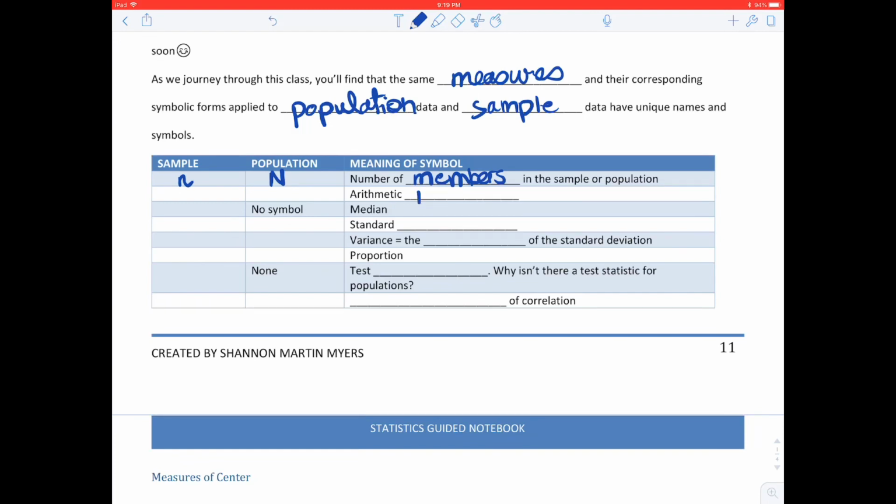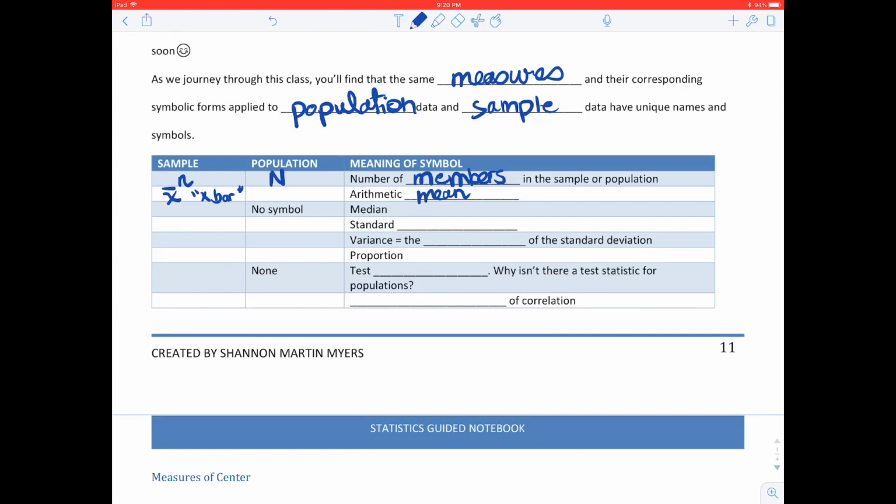Now, the arithmetic mean, also known as the mean, also known as average, is represented like this in a sample, and it means X bar. That's how you say it. So if you see something that says X bar, then you know that information came from a sample, not a population.